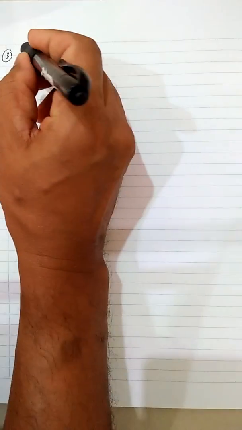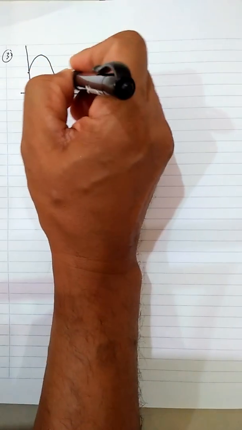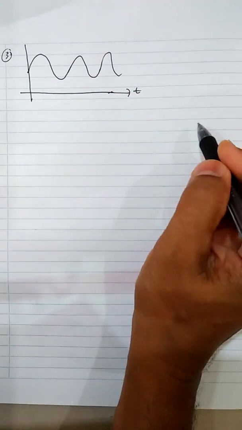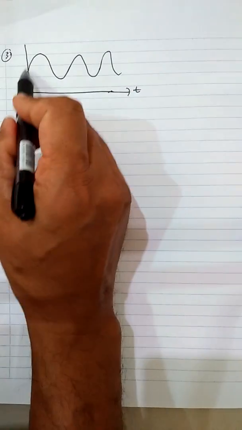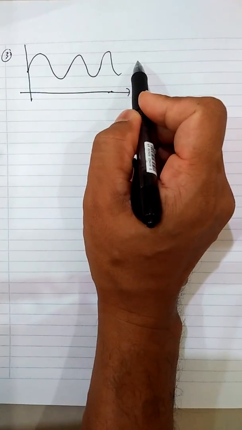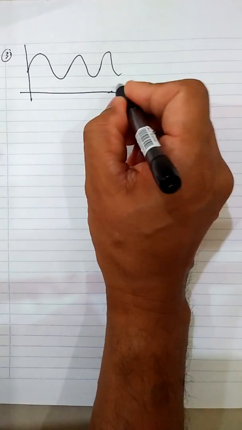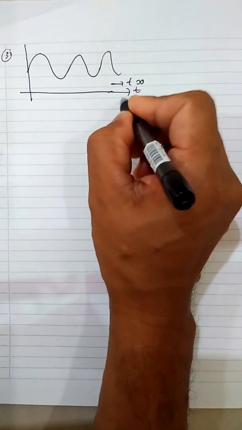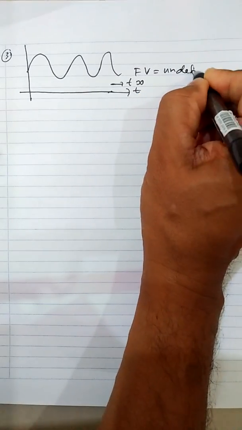Next, the third one is like this. Our output oscillates. This is time. So we can see that the output oscillates all the time. Thus, the output cannot be defined. So when time approaching infinity, the final value will be undefined.